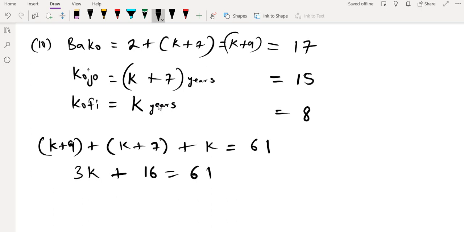What should I do? 3K is equal to 61 minus 16, which is what? 45. Divide both sides by 3. K is equal to 15. So K represents Kofi's age. What if you were asked to get Kojo's age? What will it be? 22. Yes, it will be 7 plus 15. Right? Then what of Bako's age? 24.